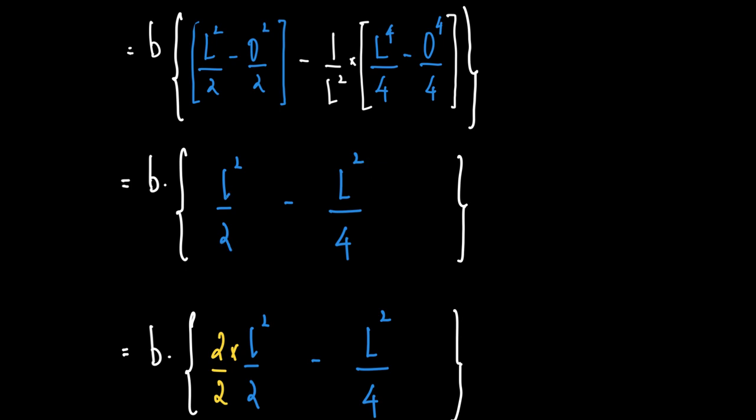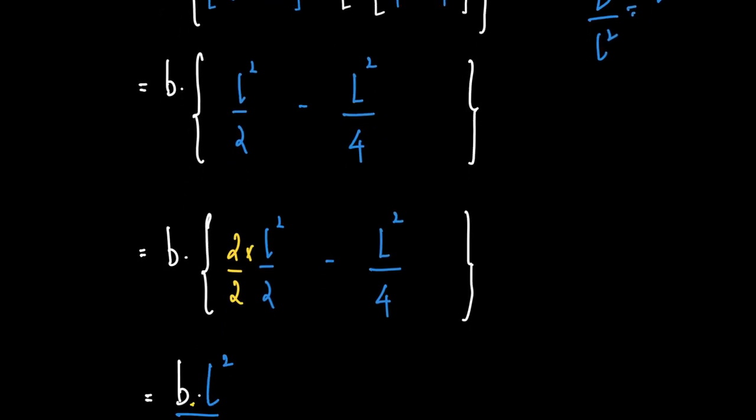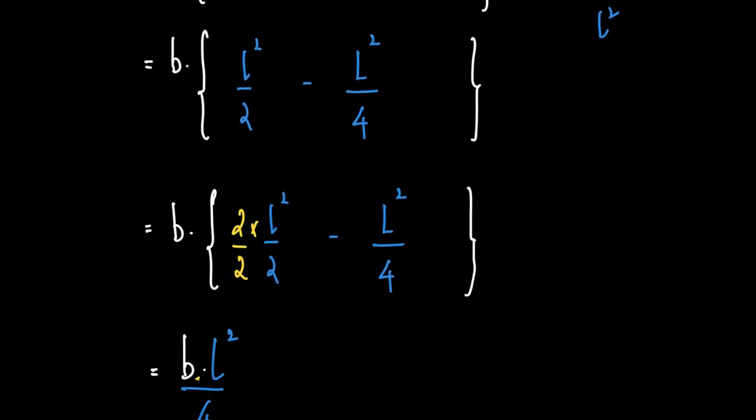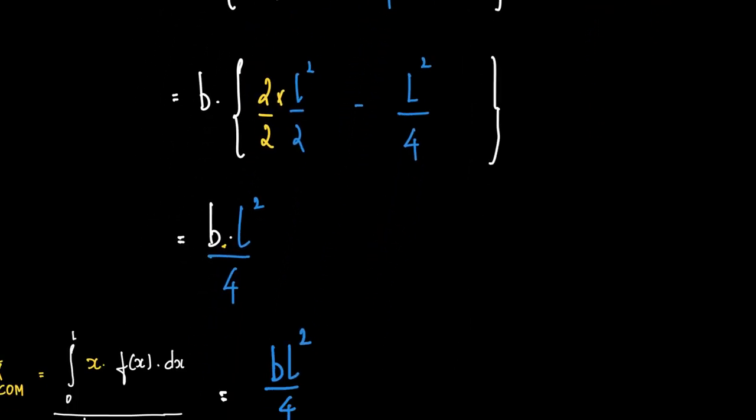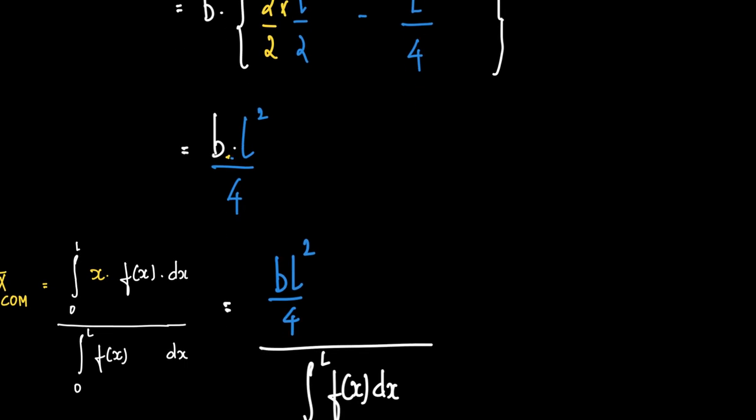L square by 2 minus L to the power 4 by 4 L square, okay, so we have L raised to 4 by L raised to 2 is equal to L raised to 2 by 4, which is 2L square by 4 minus L square by 4, which gives us b into L square by 4.